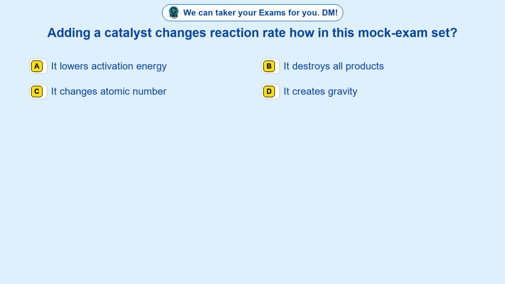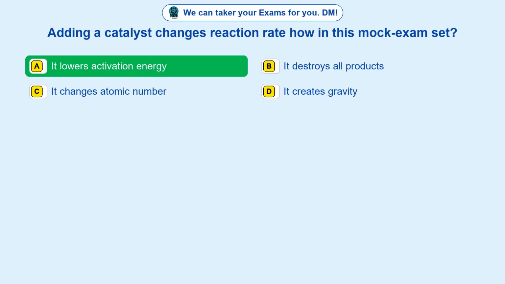Question 37. Adding a catalyst changes reaction rate how in this mock exam set? Option A. It lowers activation energy. Option B. It destroys all products. Option C. It changes atomic number. Option D. It creates gravity. The correct answer is option A.